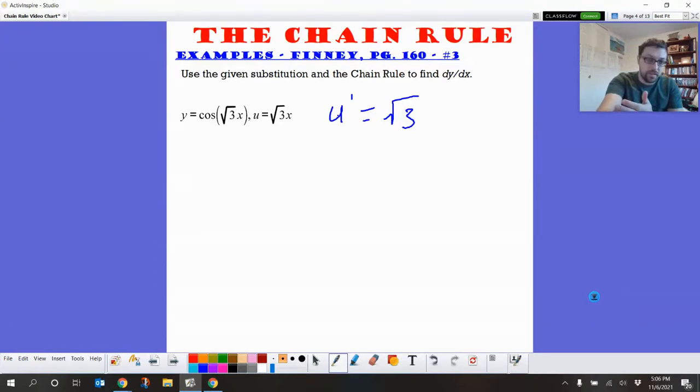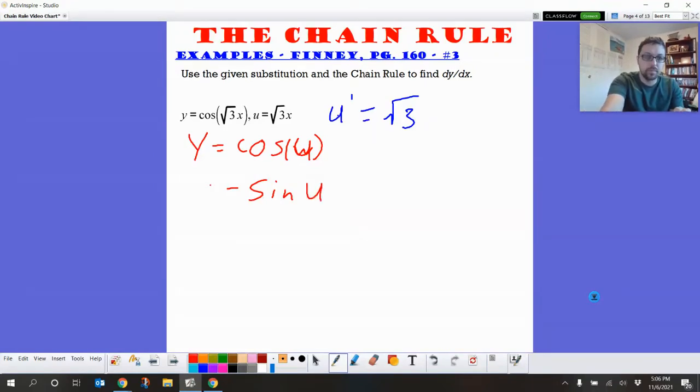So to do this derivative, we would just kind of imagine we were trying to figure out y equals cosine of just whatever, or u. The derivative of cosine is negative sine. So that's our y prime. And then we just say, okay, well, then we need to multiply that by whatever u prime is. Well, u prime, we just found out, is the square root of 3. And u, we knew from the beginning, is the square root of 3x. So this derivative is just negative sine of the square root of 3x times the square root of 3.